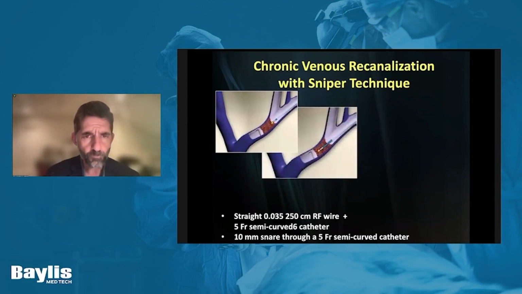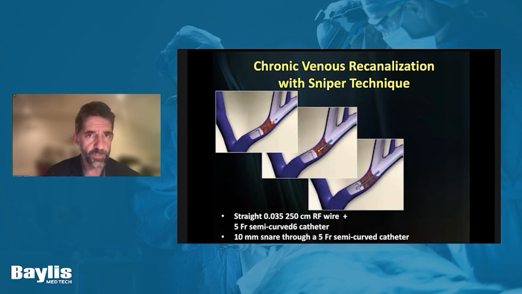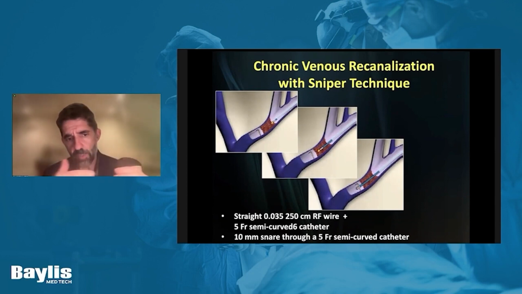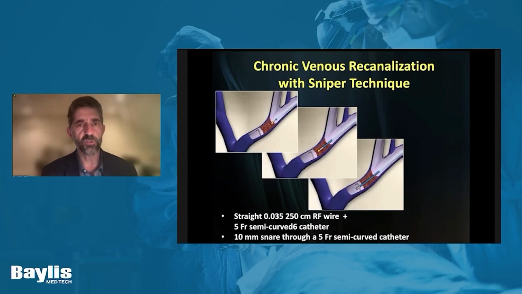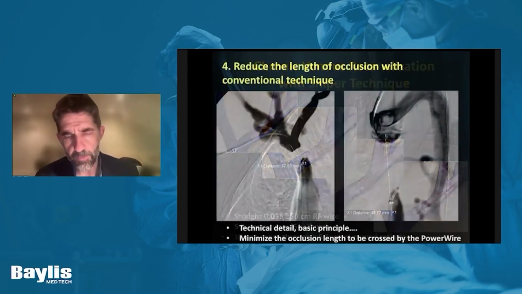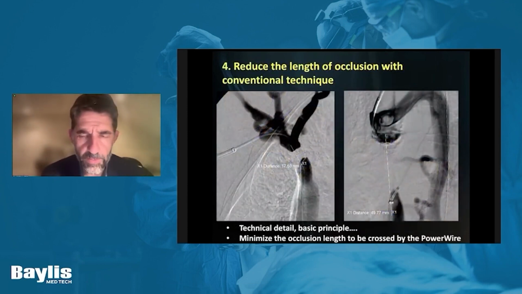Here's a schematic drawing of the technique in a few words. Basically, you have a 10 millimeter snare on one side, and on the other side of the occlusion, you have the RF wire. You make sure you are all aligned, and then we can fire the RF wire through the occlusion, using the snare as a target. And then you can do angioplasty and stent placement using the conventional techniques.